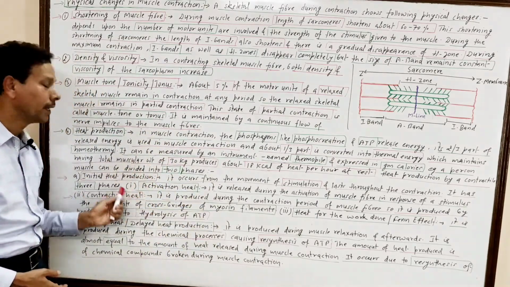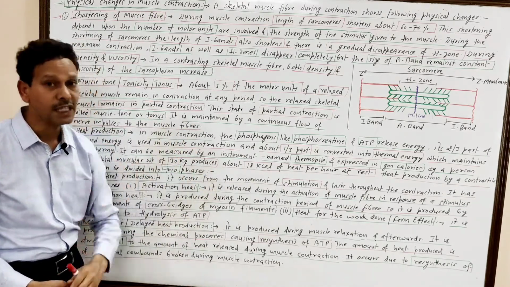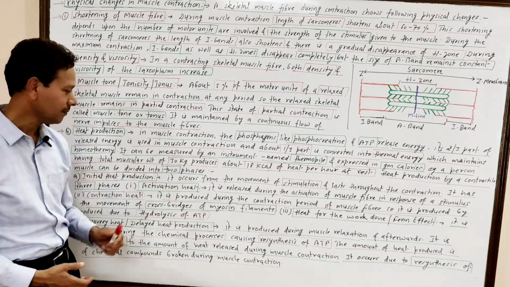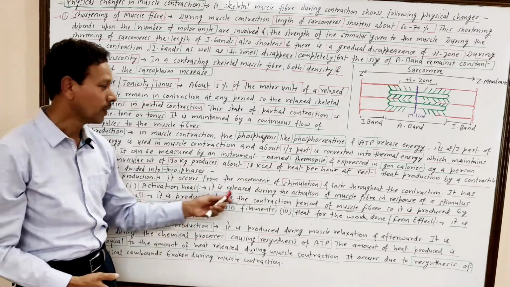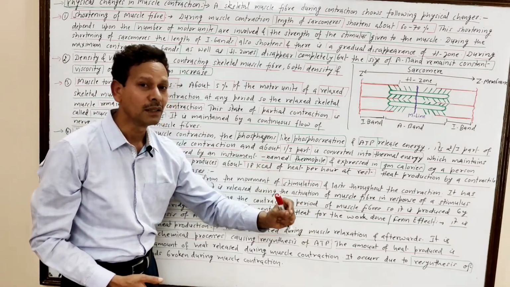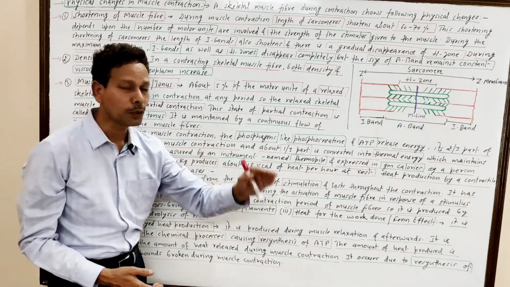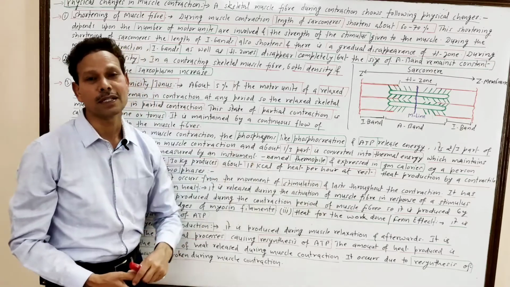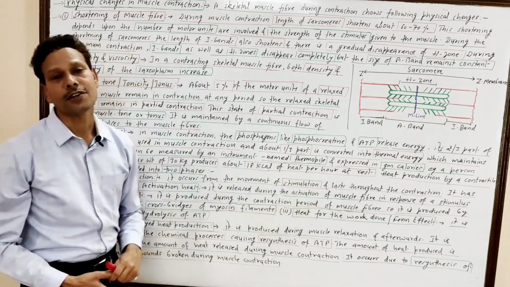This initial heat production is further divided into 3 stages. First is activation heat. This activation heat is released during a muscle contraction when a given stimulus is applied, and in response to that stimulus, the muscle fibers undergo contraction.